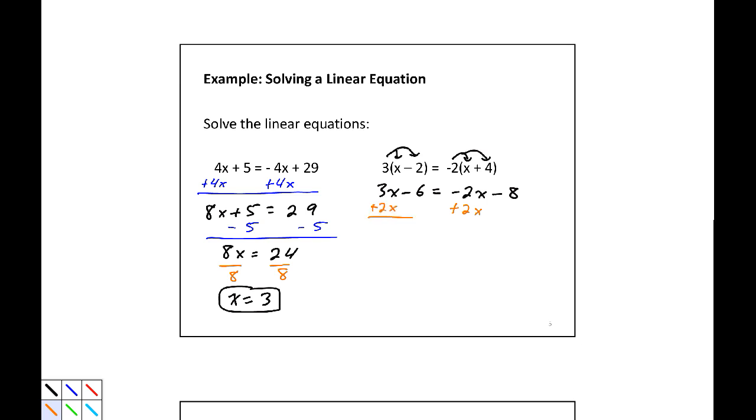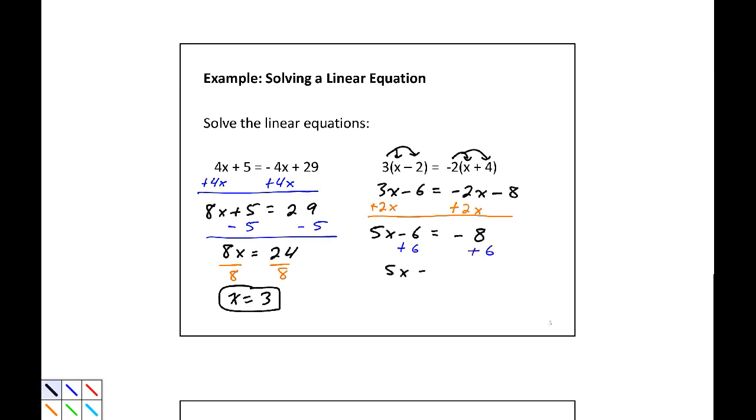That would be 5x minus 6 equals minus 8. Now we can add 6 to both sides. 5x equals, that'd be minus 2. Dividing by 5, I have that x equals negative 2/5.